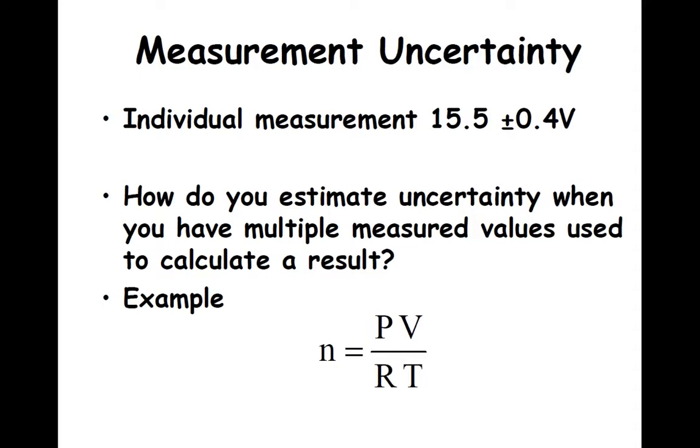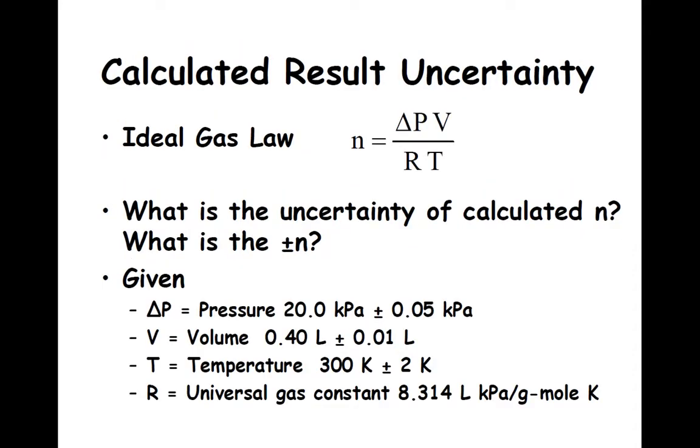For multiple measured values, each value is associated with an uncertainty. For example, the ideal gas law can be used to calculate the number of moles N added to a rigid container by microbial reaction by measuring the changing pressure P. Known values in this equation are the volume V and the temperature T. R is the universal gas constant. So in this problem, the change of pressure, volume, and temperature all have uncertainties. A typical set of data of delta P, V, and T are given here.